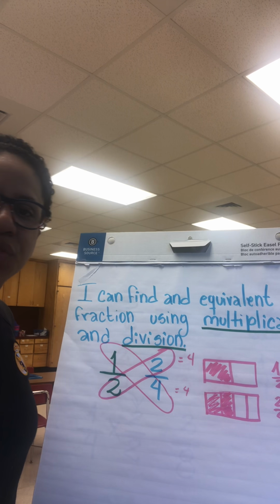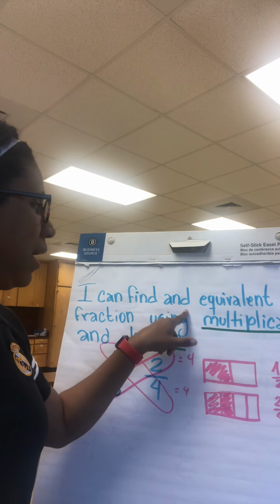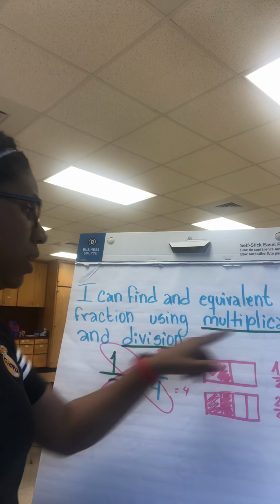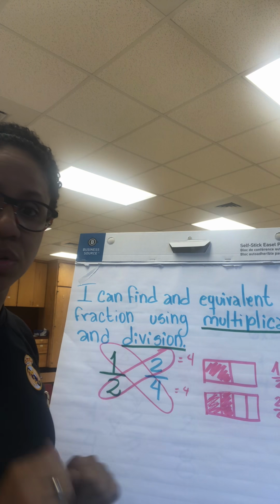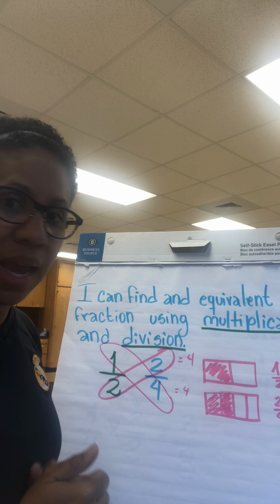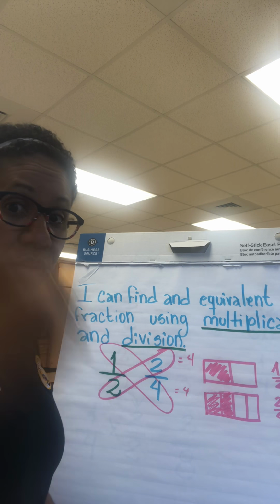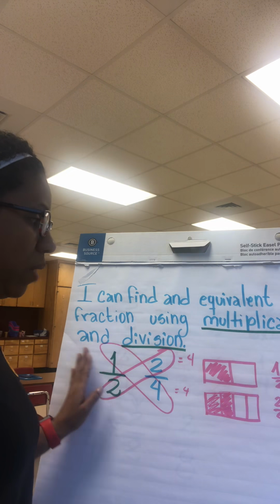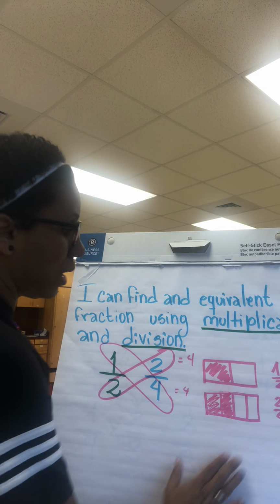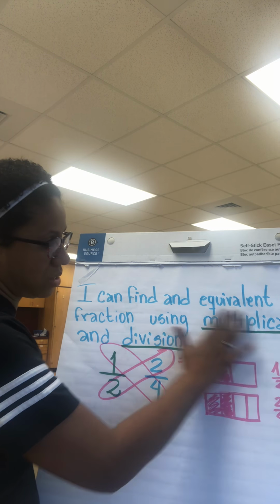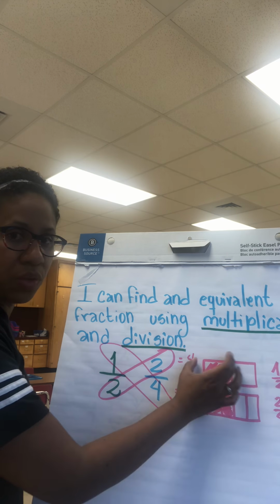Okay, so I can find an equivalent fraction using multiplication and division. We review multiplication and we're going to work a little bit with division. Remember, an equivalent fraction is a fraction that is equal. It represents the same amount.